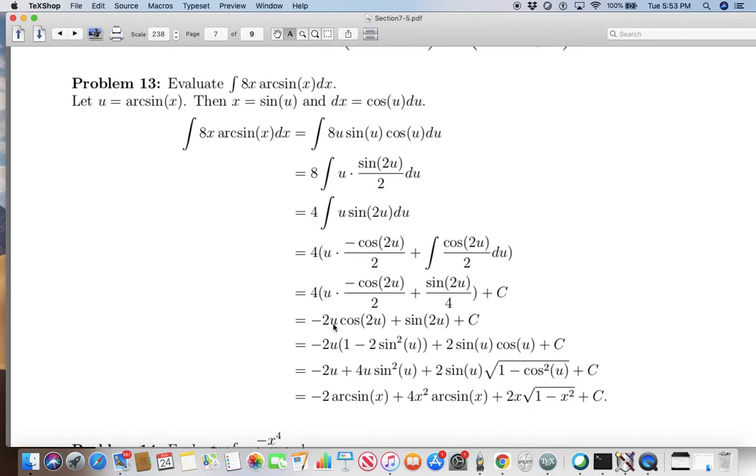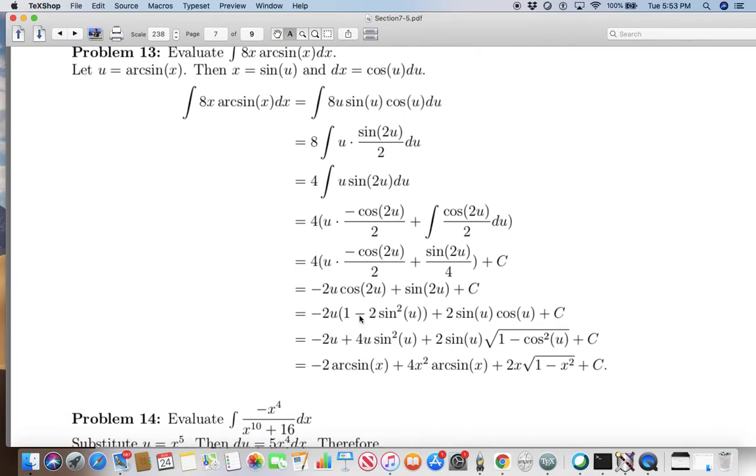Now replace cosine 2u by 1 minus 2 sine squared u, and sine 2u by 2 sine u cosine u. Why am I doing all this? Because x is sine u, you see. So u is arc sine x. Sine u is x. U is arc sine. What about all of this? Sine u, cosine u.